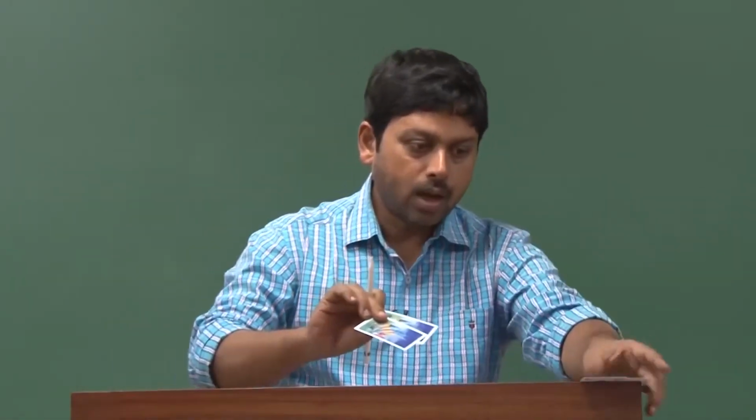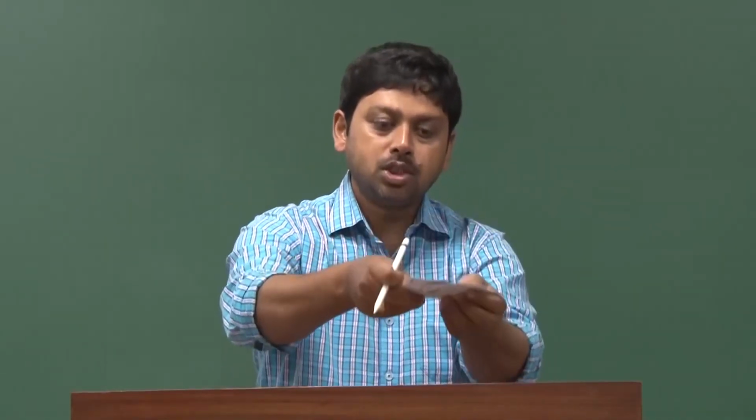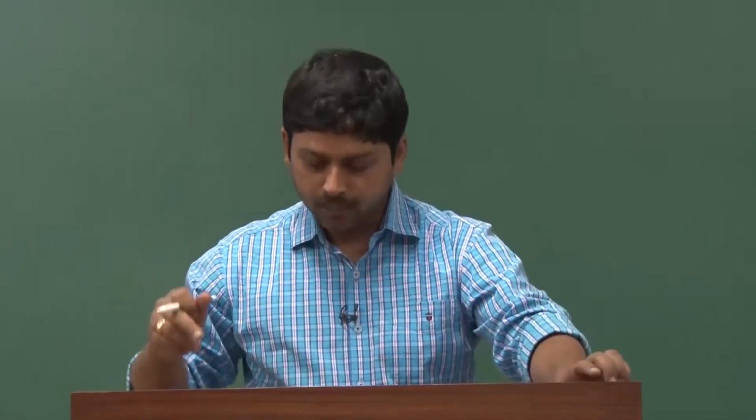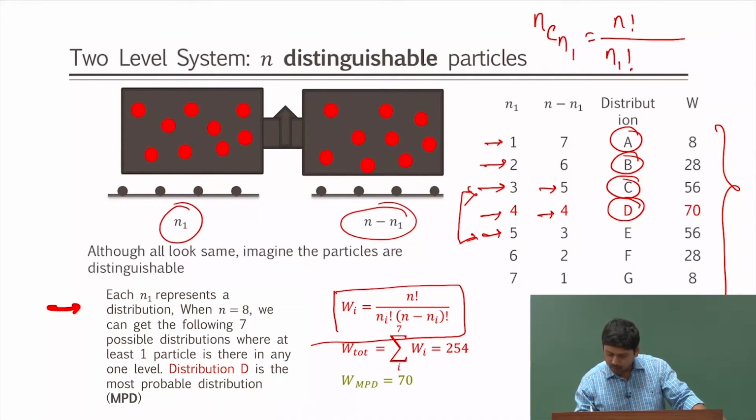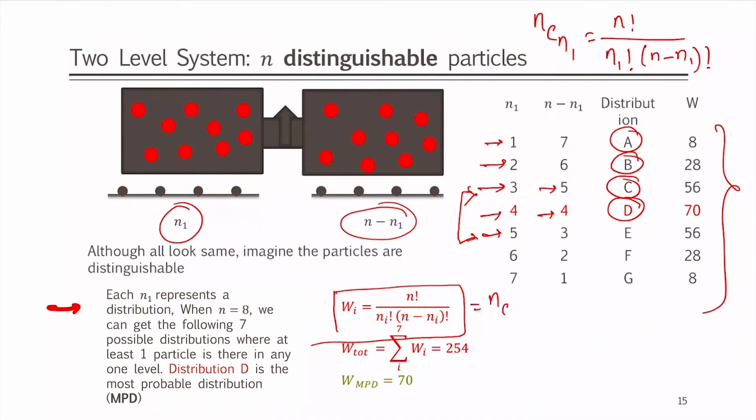So, in that situation I have to only choose these 2 out of the 4. How many ways can I do that? 4C2 ways, 4 choose 2, and that is what is given here, that is my W. So, nCn1 is nothing but factorial n divided by n1 factorial into (n minus n1) factorial, by the formula itself. So, this is n choose n1. This formula is okay for any number of particles. n1 can be anything as long as it is not more than n.